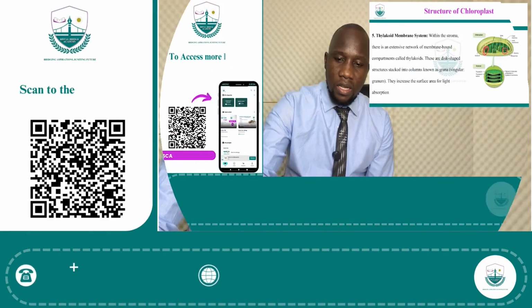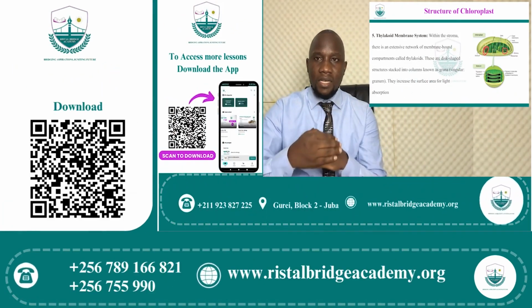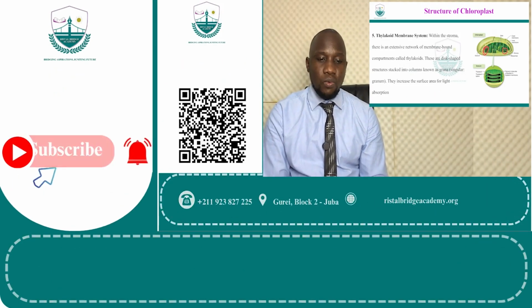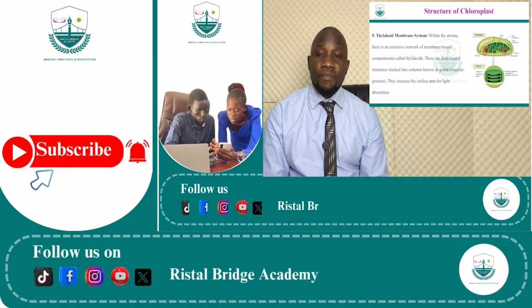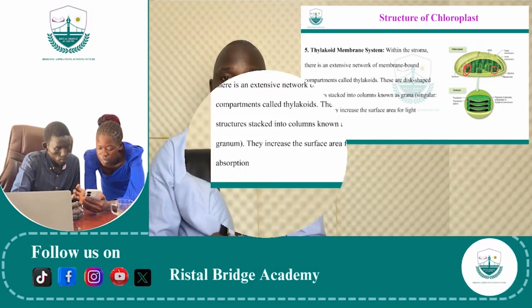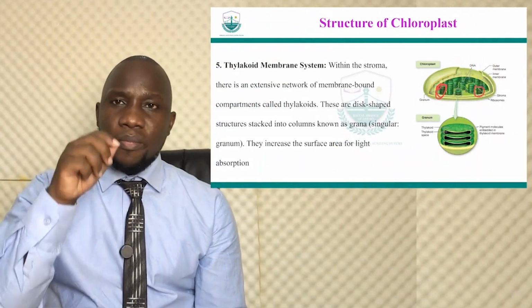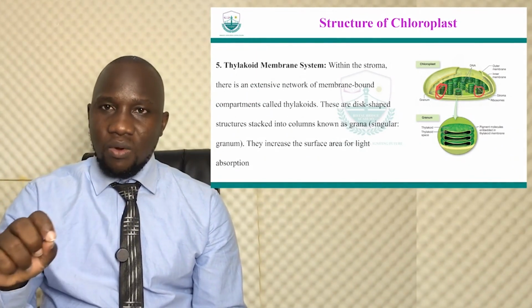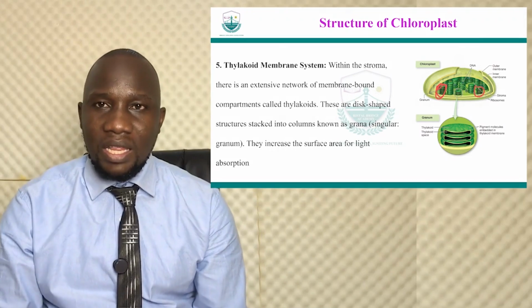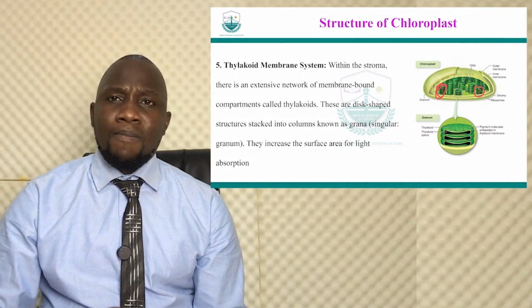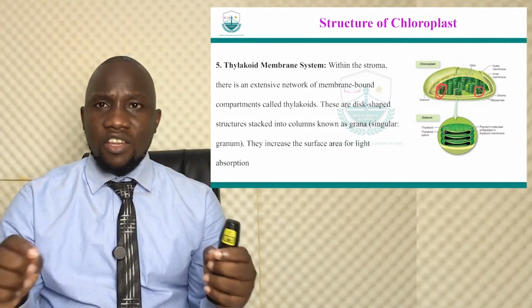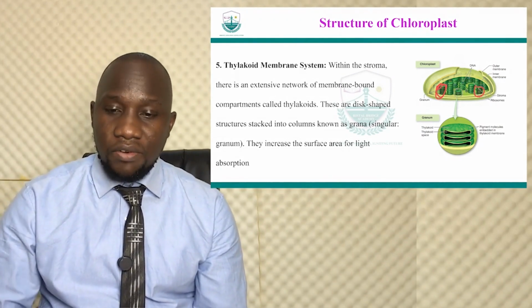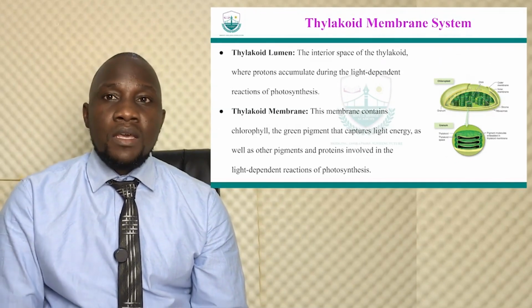So the whole pack of these thylakoids are the ones that we call the granum. Okay, plural, it is grana. So we have a lot of them piled, and piled. And then these are actually connected, one pile is connected to another pile. The importance of this kind of arrangement is that it increases the surface area for photosynthetic reactions to take place.